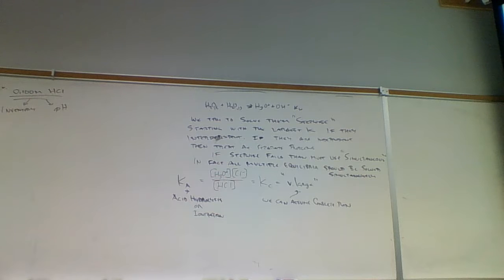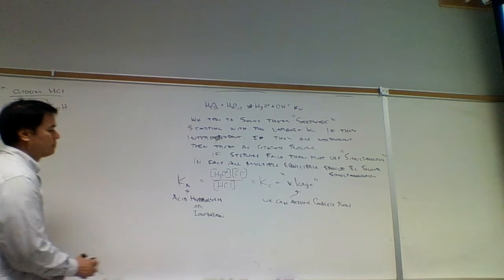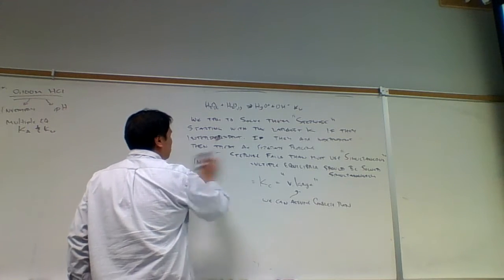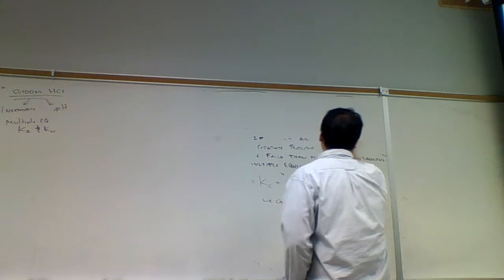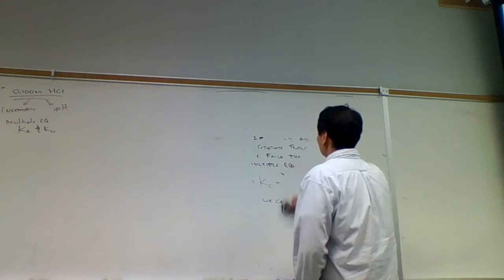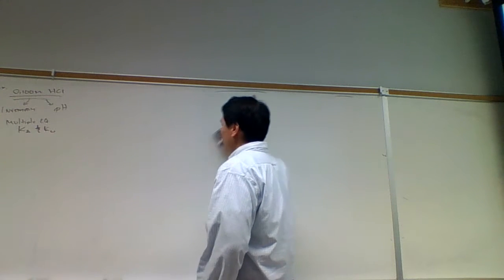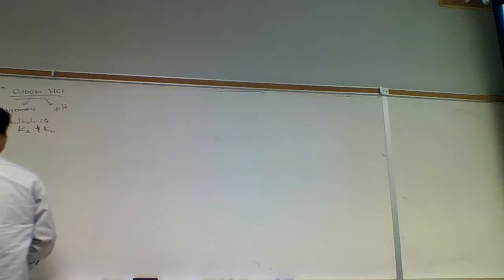So let's talk about this. It's multiple equilibria. There are two equilibria occurring here: we have Ka for HCl and Kw. When we have multiple equilibria, first we're going to try to solve it stepwise, and hopefully it doesn't fail and we get a reasonable answer. But if it does fail, then we'll have to fall back on simultaneous.